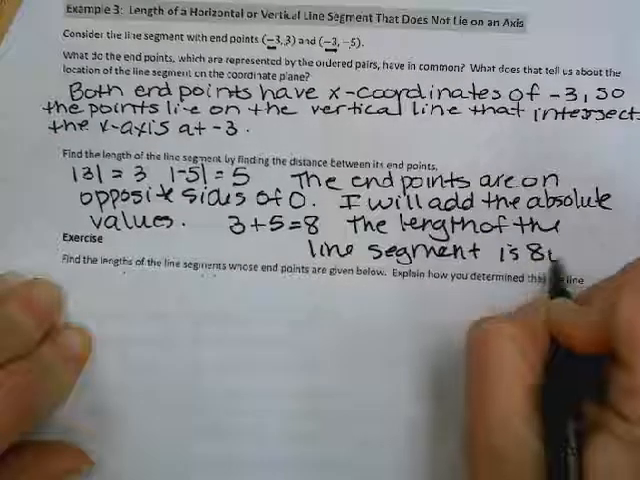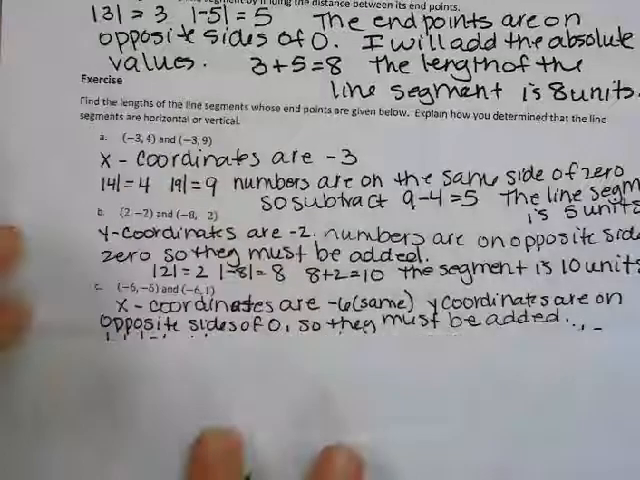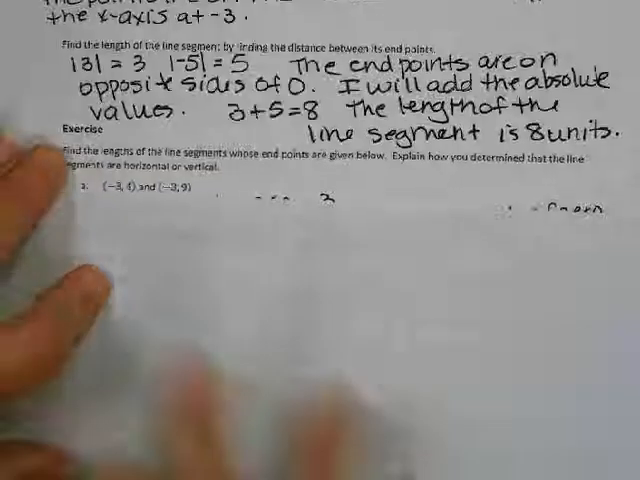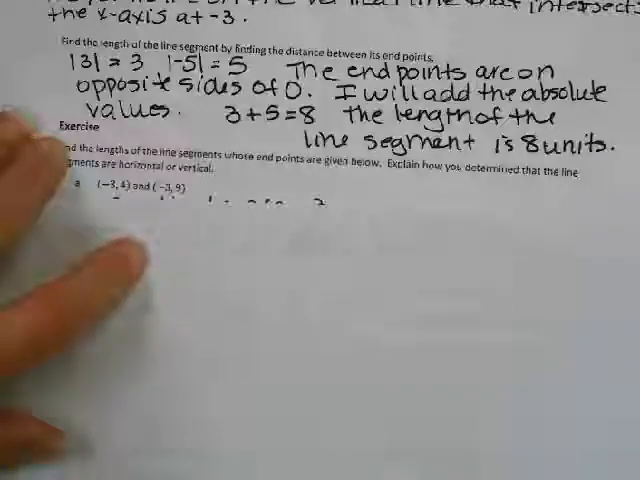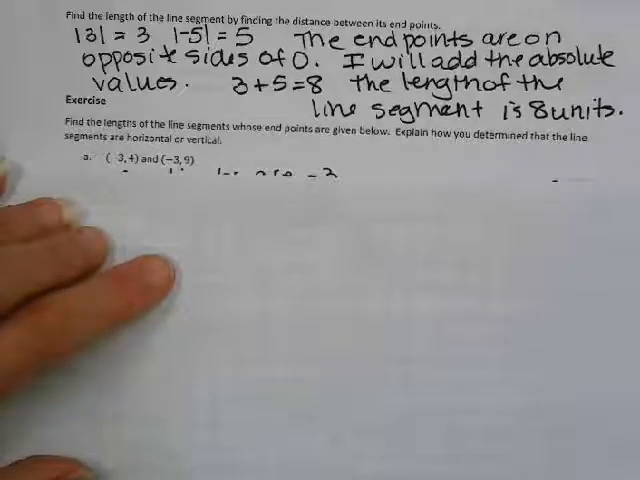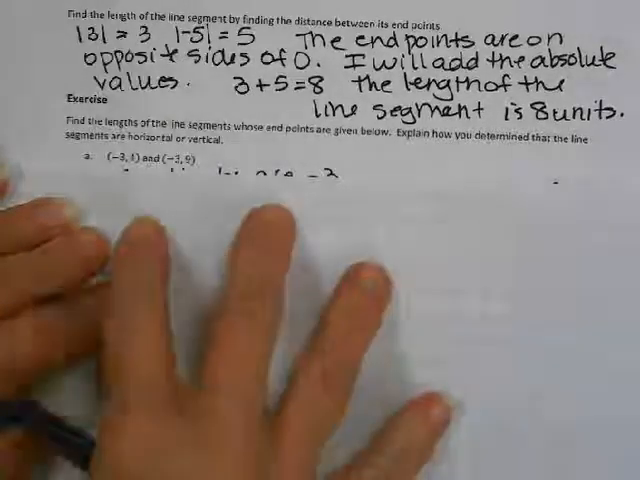Units. Okay, for the exercises, we'll do the first few together, and then I'll ask you to pause, try the last two, and check your work. So it says find the lengths of the line segments whose endpoints are given below. Explain how you determine that the line segments are horizontal or vertical.